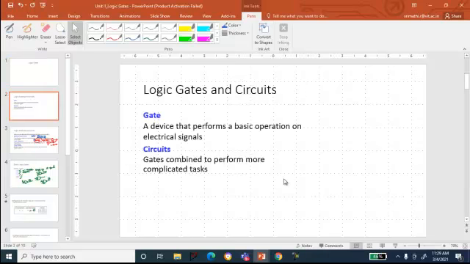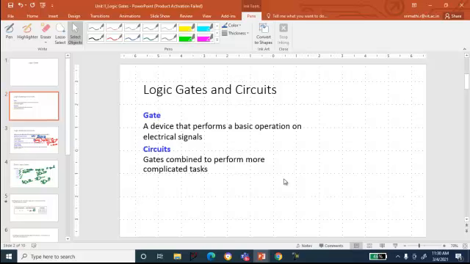What are logic gates and how are they related to electric circuits? A logic gate is nothing but a device that performs a basic operation on electrical signals. What are the electrical signals? Why is it said to operate on electrical signals? We are going to give the inputs to the logic gates.